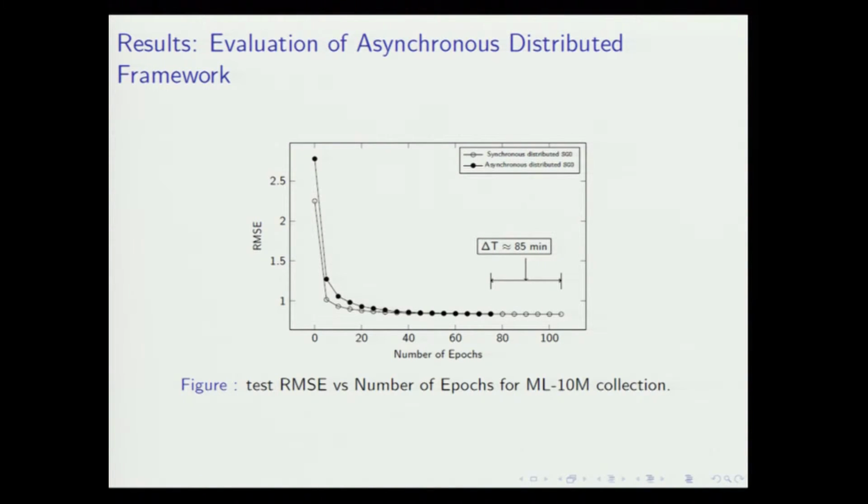And if we see the result here, this is the first result for the first idea, the asynchronous distributed framework. Here we can see that the dotted bold line is the result for the asynchronous method, and the asynchronous method converges really fast compared to the synchronous approaches, because there is no waste of time in waiting for the slower machines.